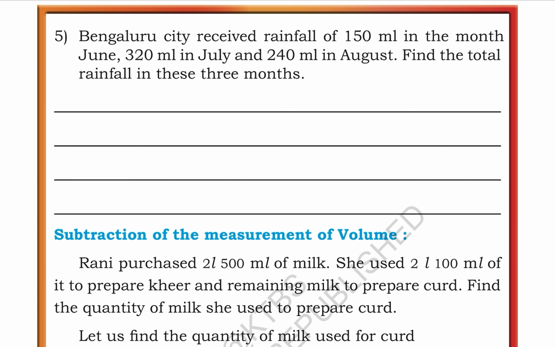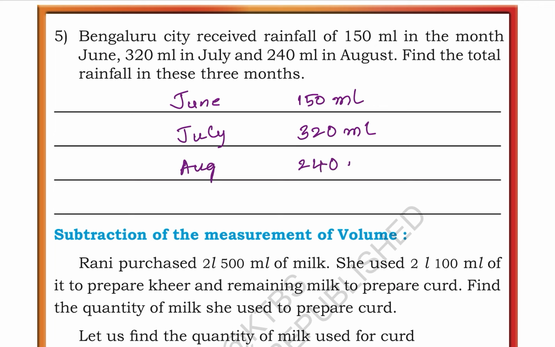Next page. Bengaluru city received rainfall of 150 ml in the month of June. In the month of June, this is the first given data. What rainfall Bengaluru city received? 150 ml. In the month of July, 320 ml, and in the month of August 240 ml. Find the total rainfall in these 3 months.